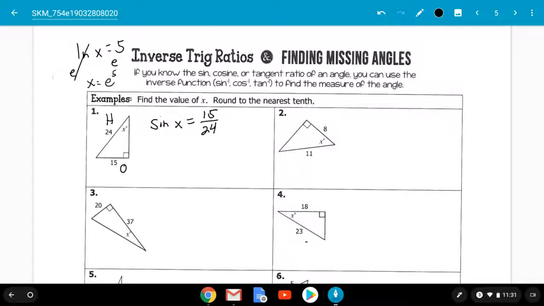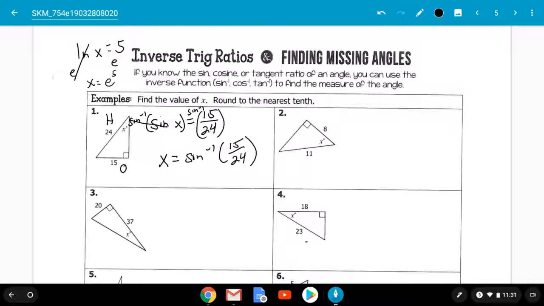That's kind of what you're doing here. You're raising each side of your equation to the inverse of that trig function. So technically what you're doing is this. Sine to the minus 1. Sine to the minus 1. Because what happens is the sines go away here, and I'm left with just x. So x equals inverse sine of 15 over 24. And you literally just plug that into your calculator.